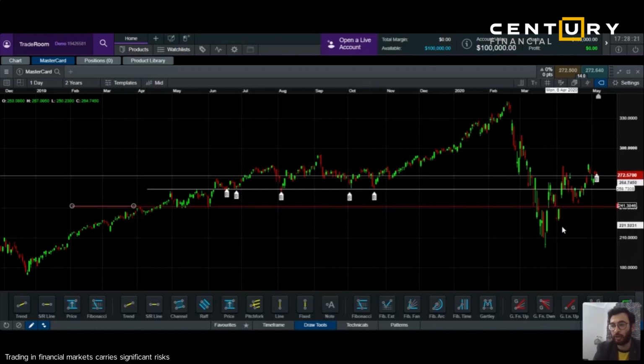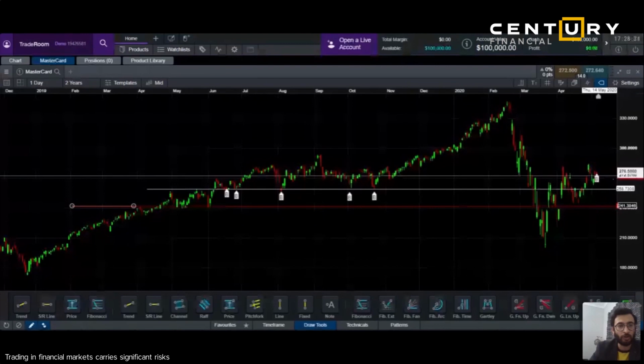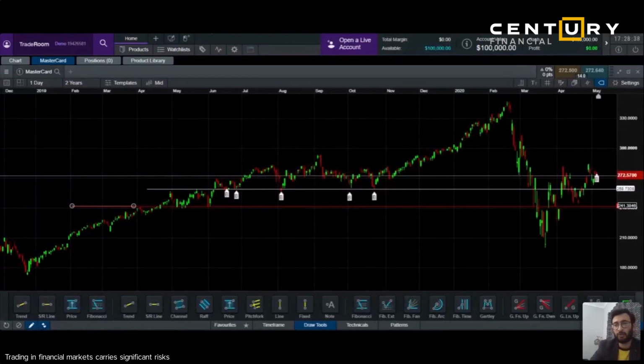Somewhere around these levels here, which is 241. So 272, 260, 240, things like this. Again, looking at Microsoft, if it comes down here, even if it bounces back to 272, you get the benefit of the dollar cost averaging.